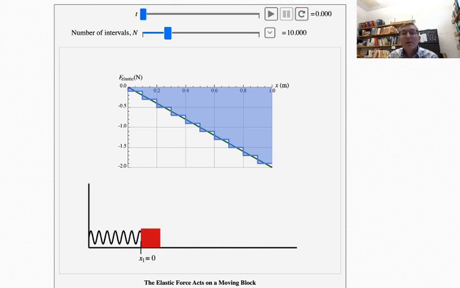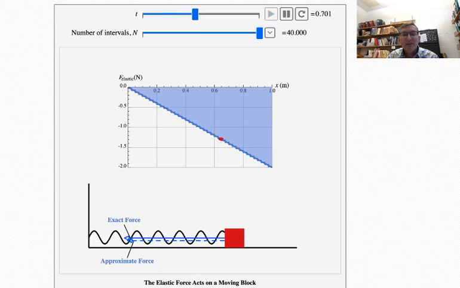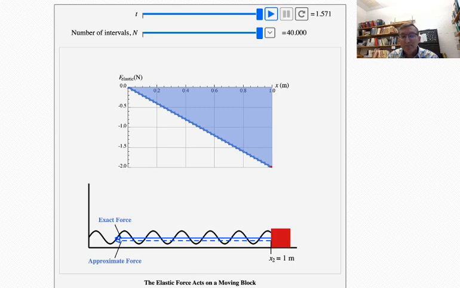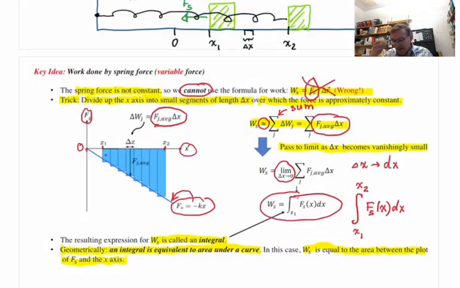This animation will let me go up to n equals 40. You can hardly even visualize the 40 rectangles because they're so narrow now. But let's see how good the approximate force is. Look at that. It's following the exact force very closely. And the area under those 40 rectangles added up is a very good approximation to the exact work. Okay? All right, so that's just the idea behind it.